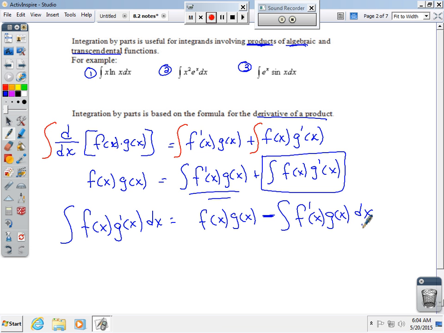And this is actually the rule, or the formula, for integration by parts. And what you need to notice is that in your original integral, this is what we're going to be given here.